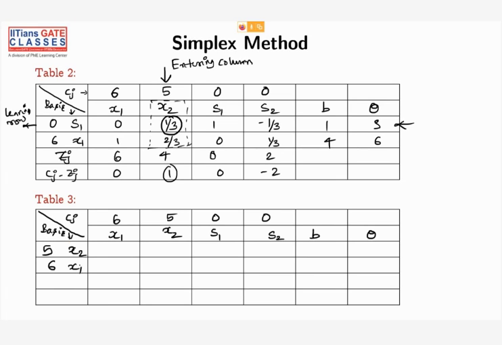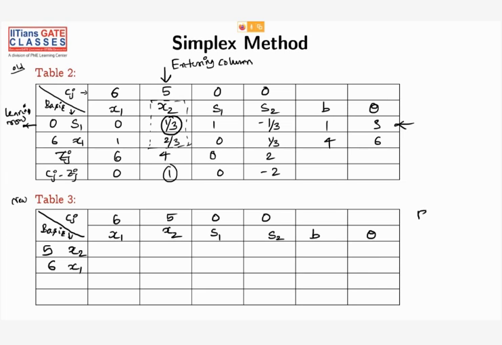Now I have to make this value 1. How do I make this value 1? Let's say this is the old table and this is the new table. In the old table I have to make this new table. So this is r1, r2, r1, r2. Again I am writing, what will I do? I will multiply this value by 3, so I will multiply this whole row by 3.